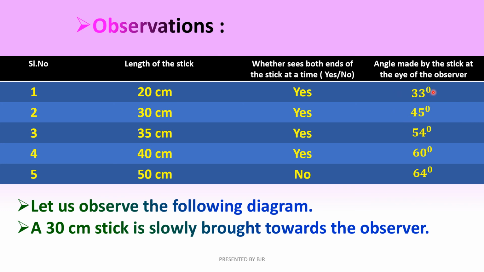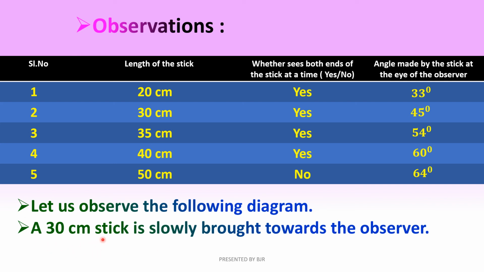The angles made by the different sticks at the eye. Here is the 60 degrees angle. Up to 60 only she can see the whole stick. Beyond 60 degrees angle, she cannot see the whole stick. Let us observe the following diagram.